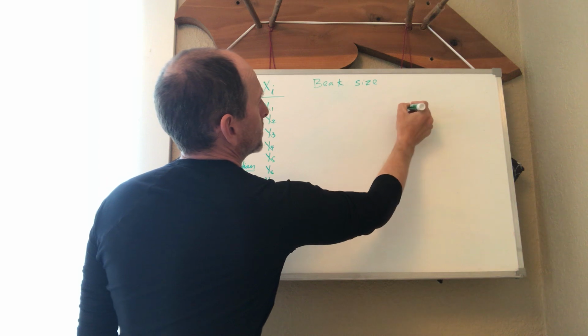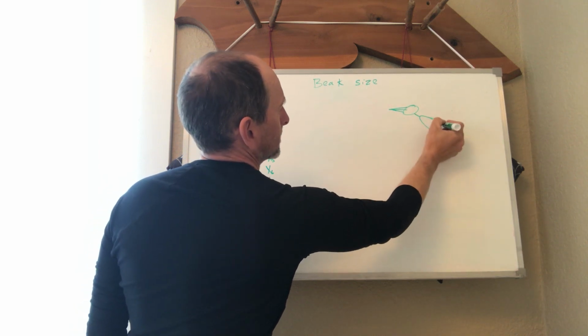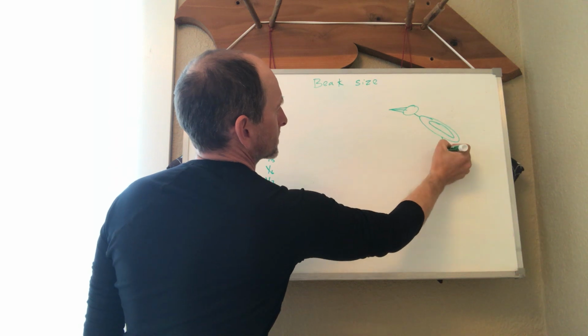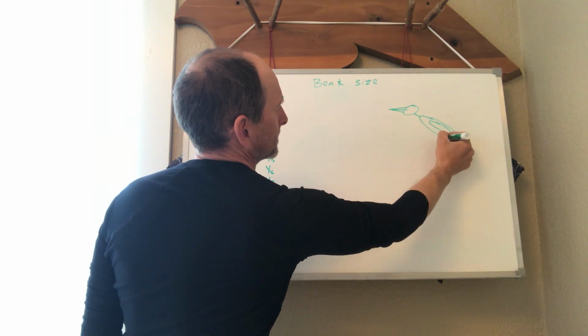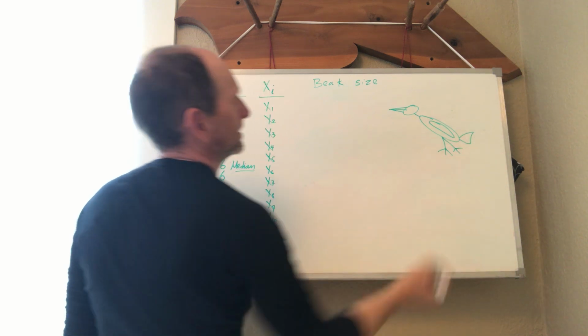Okay, we've got our bird here. This one has longer wings. Great feet. It's going to need 2 feet there. Tail feather. Okay.